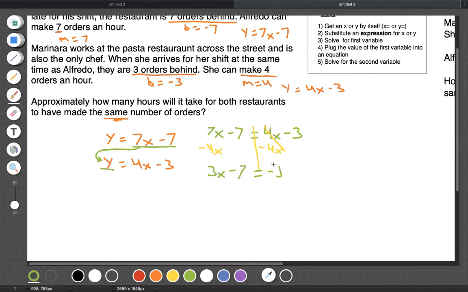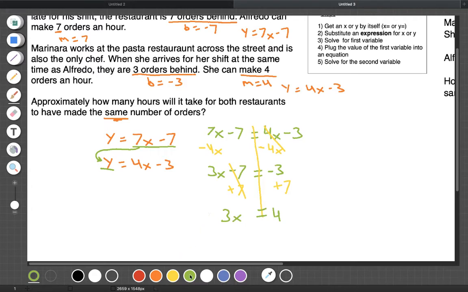Now we have 3x minus 7. Well, there's a minus 7, so you need to add 7 to both sides. Negative 3 plus 7 over here is 4. Still have our equals. Those canceled out. Negative 7 plus 7 is 0, so they don't need that anymore. We have 3x equals 4.